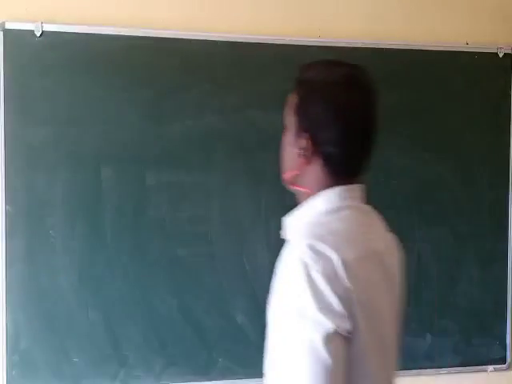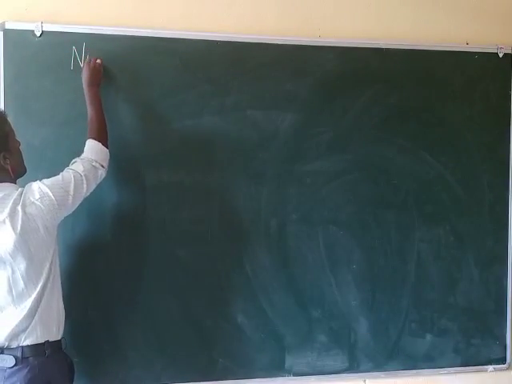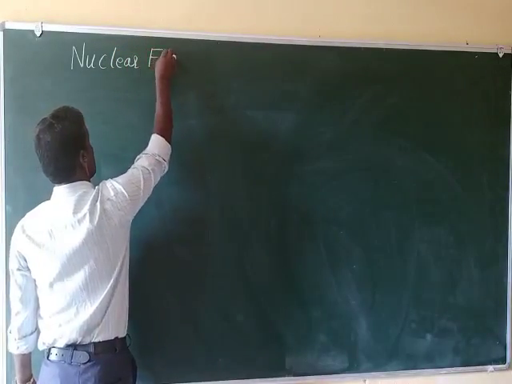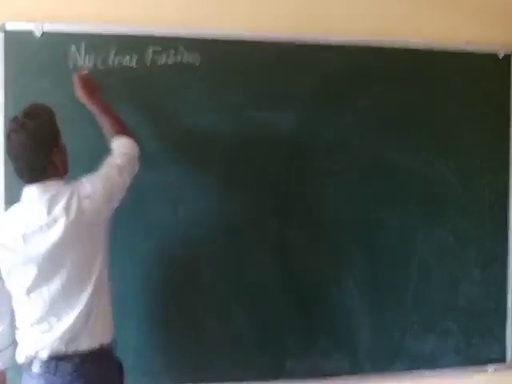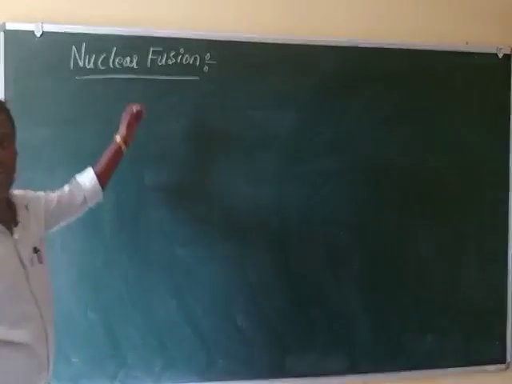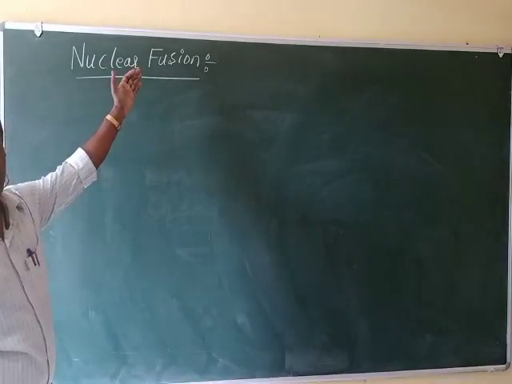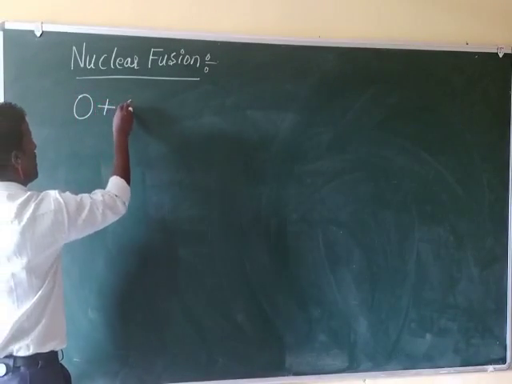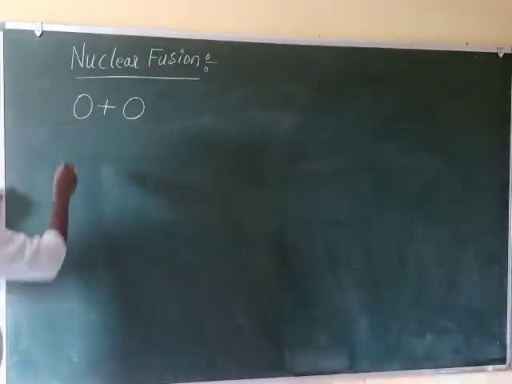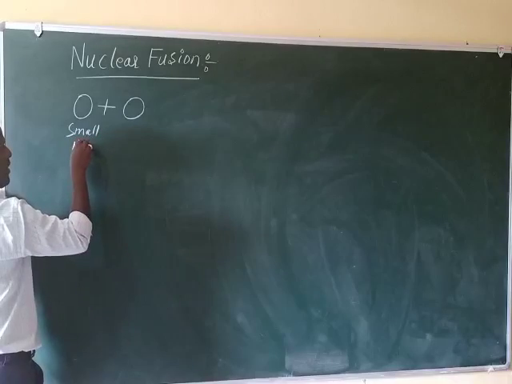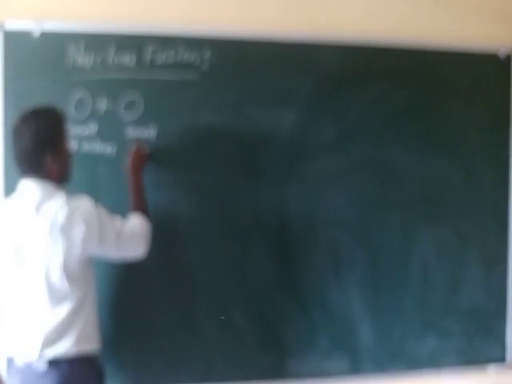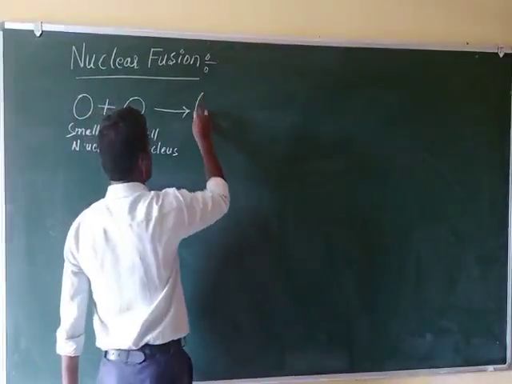The next type of nuclear reaction is nuclear fusion. So now we have only learned about fission, and it's time for learning about nuclear fusion. Here fusion means combining, combining of 2 things. So what is nuclear fusion? Two smaller nuclei combine together and give rise to a heavier nucleus.